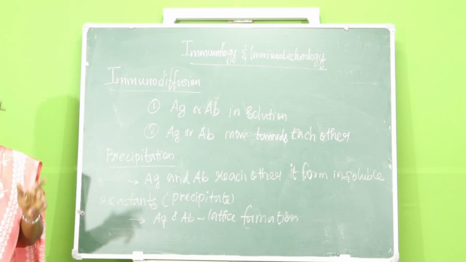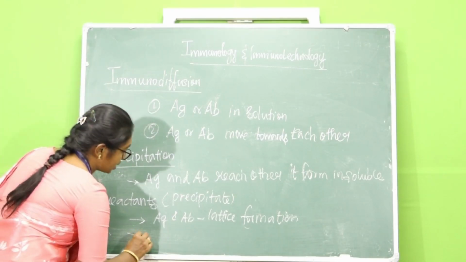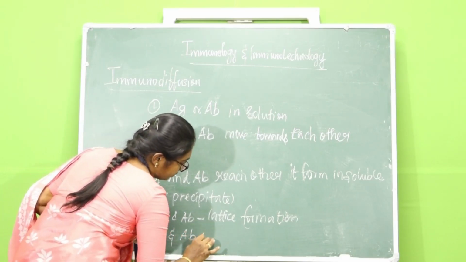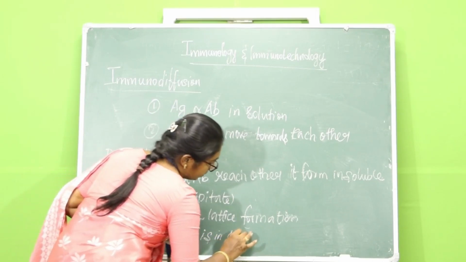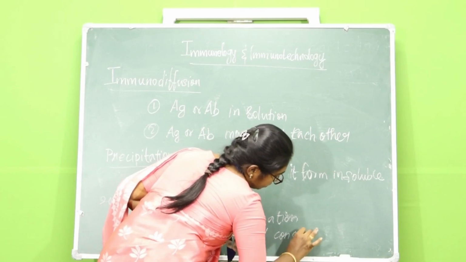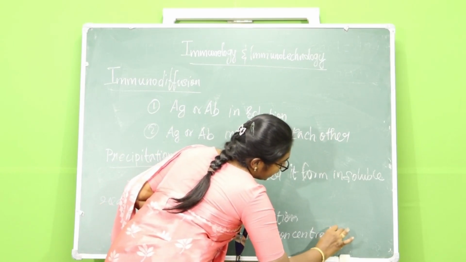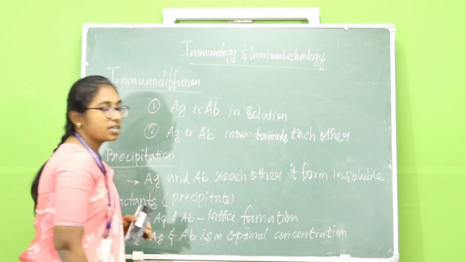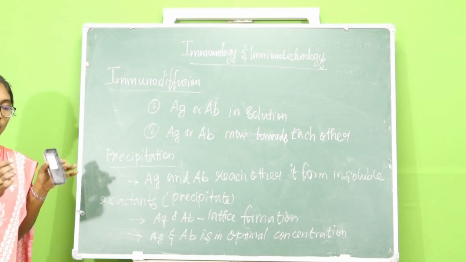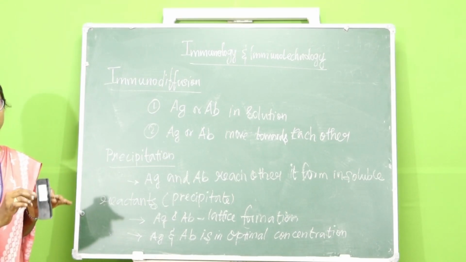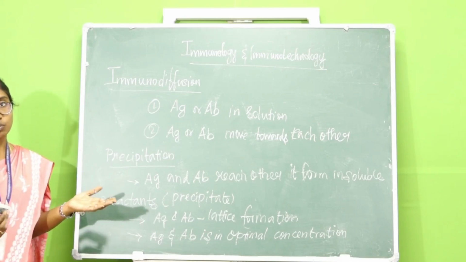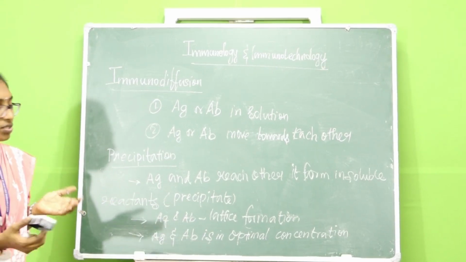This precipitation will take place only when the antigen and the antibody are in an optimal concentration. So when we take a solution, if it contains an antigen, and we add an antibody, the antigen and antibody will form a complex, which is a lattice formation. This shows the precipitation. It only takes place when the antigen and antibody are in an optimal, equal concentration.